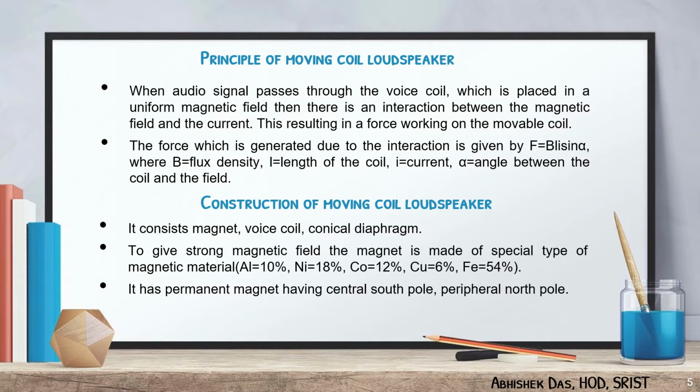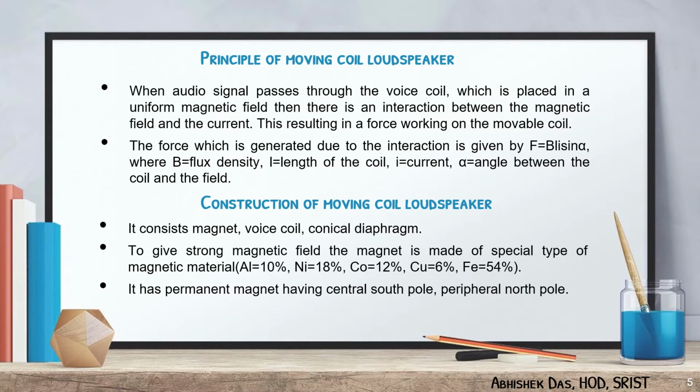The force on the coil due to the interaction between the current through the coil and the magnetic field is given by F = BLI sin alpha, where F is the force, B is the flux density, L is the length of the coil, I is the current in amperes and alpha is the angle between the coil and the field. Generally, we consider alpha equal to 90 degrees, so F = BLI.